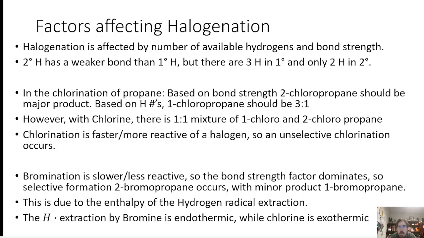So halogenation is affected by two competing factors: the number of hydrogens available. So in some part, it's a probability game. If there's 3 hydrogens here versus 2 hydrogens here, it's 3 times as likely to run into a hydrogen on this species. And 3 times more likely to bump into this than 2 versus 2 of that. So it's 1.5 times more likely. But there's also a competing factor of bond strength.